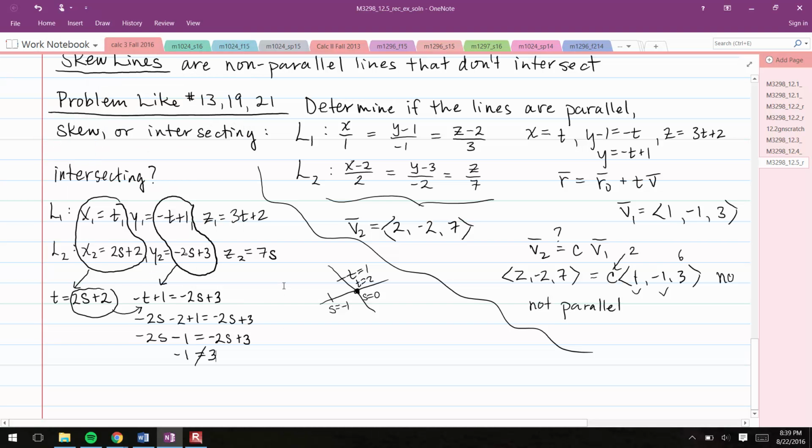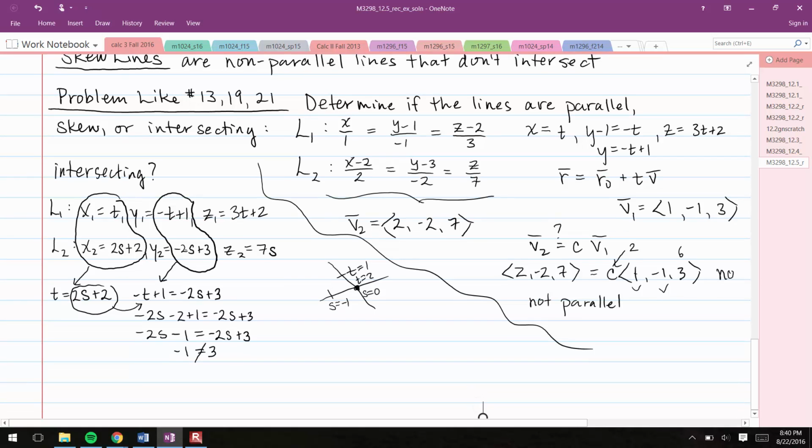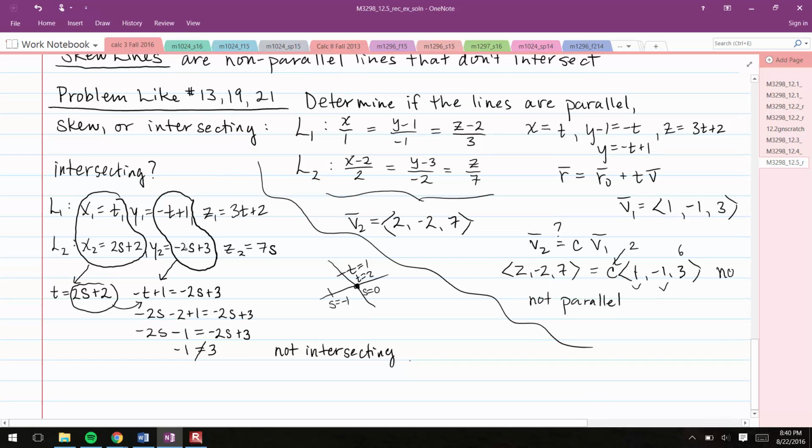Alrighty, so these lines we just showed are not intersecting. So at this point, when we've determined that our lines are not parallel and they're not intersecting, right there, that's the definition of being skew. So together, not intersecting, and not parallel, that together we can determine that the lines are skew. And that's it.